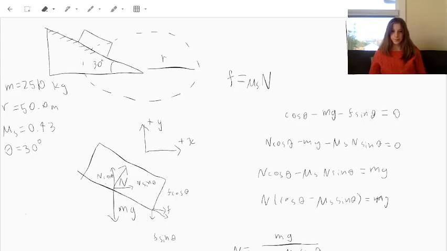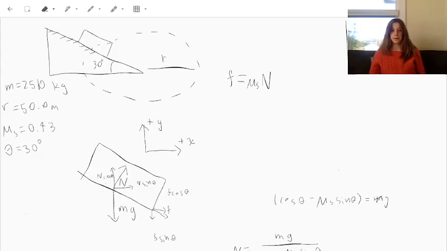So I'm going to erase it. And then what we're really trying to find is the sum of all the forces in the x direction, because remember it's going to be pointing towards the center of the circle along one of the radiuses. And so that means it's going to be our centripetal force. So our sum of all the forces in the x direction: we have n sine theta, which is pointed in the positive x direction, and f cosine theta is also pointed in the positive x direction.